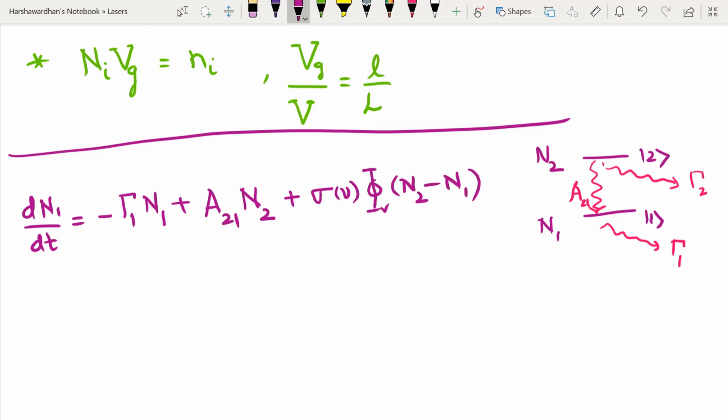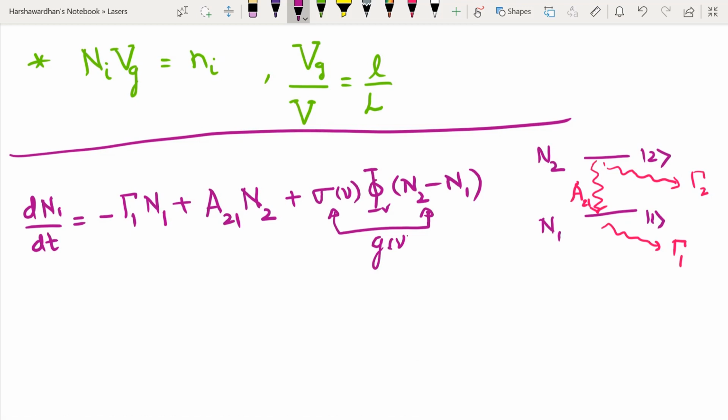So for example, the negative sign, sigma phi times N1, is actually due to absorption, where we lose the number of atoms in the ground state because of absorption, and sigma phi times N2 is arising out of stimulated emission. And just recall that this product, sigma times N2 minus N1, is precisely the gain G of nu, right?